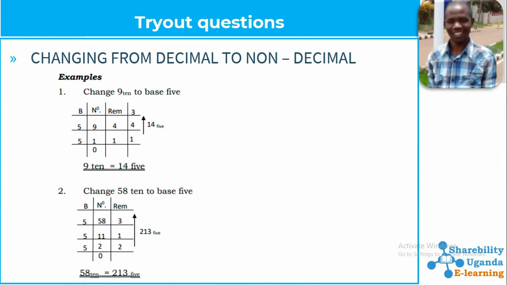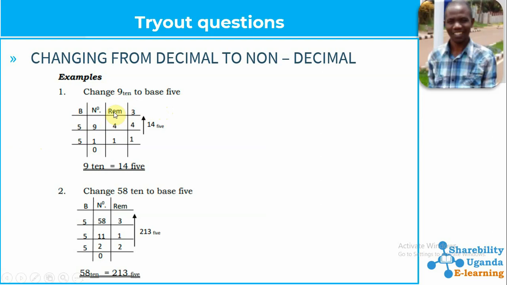Also, we shall be able to change from decimals to non-decimal systems. So this is an example which is given, and they always say change 9, 10 to base 5. So this is now in base 10, and they want us to change it to base 5. What we do is we have to arrange our number here which is given. This is the number, and then this is the base.